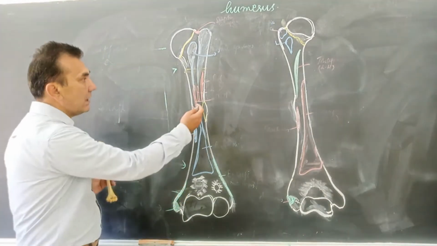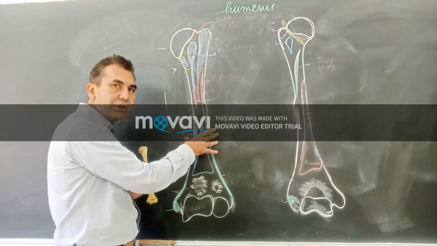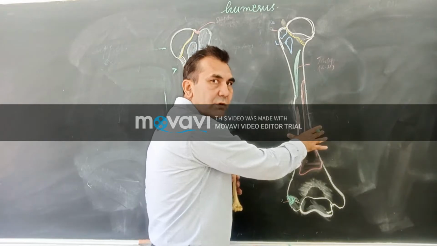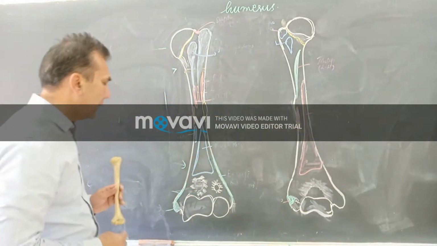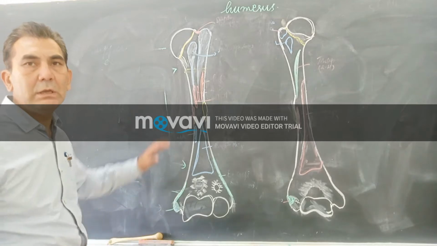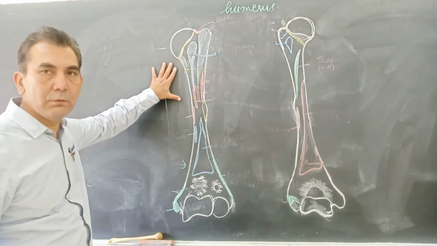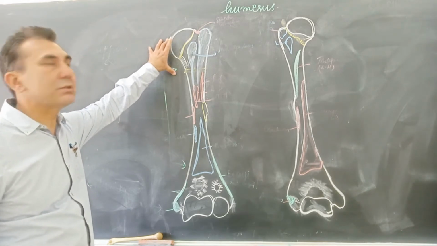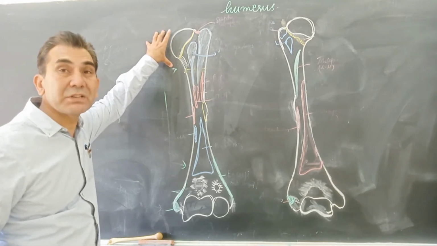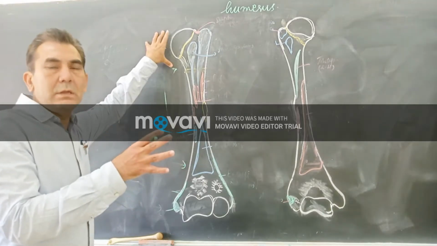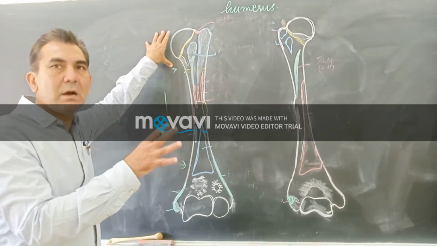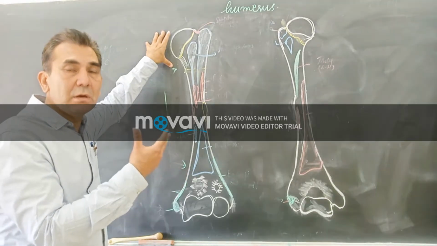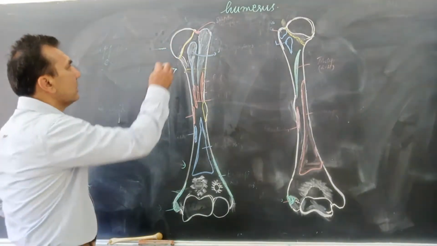If you see, this is the anterior view picture of the humerus bone, and this is the posterior view picture of the humerus bone. We will start from the anterior view, from the upper extremity. First of all, we will learn what processes, places, or structures are present at the upper extremity of the humerus bone.